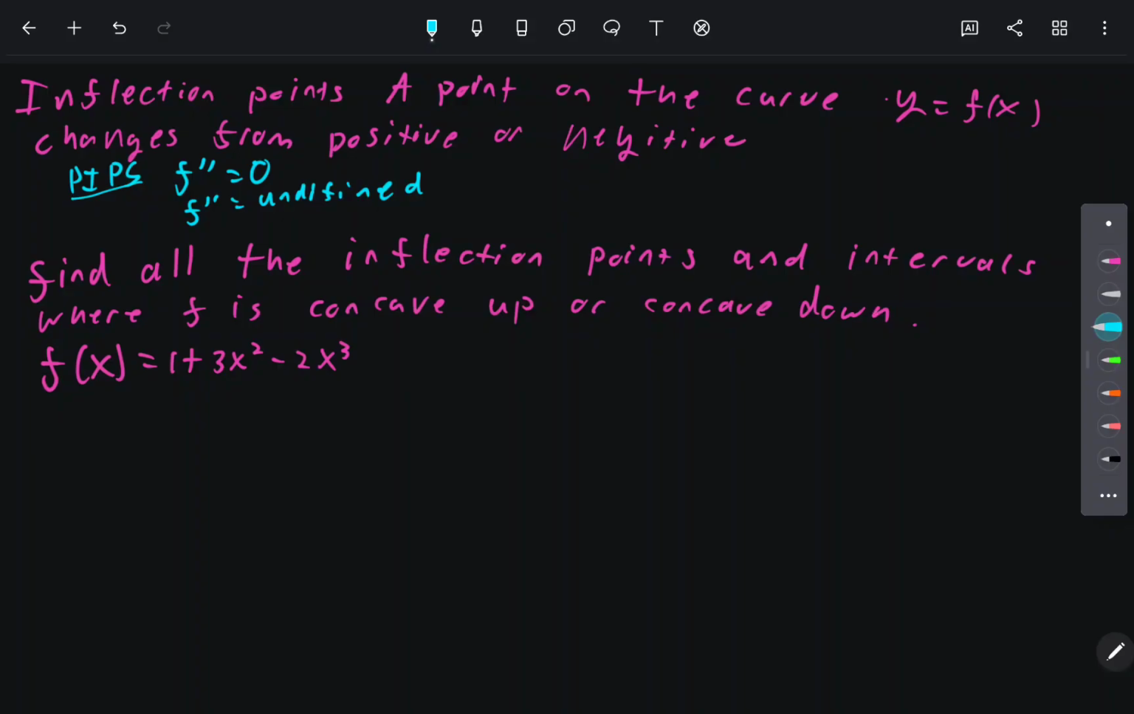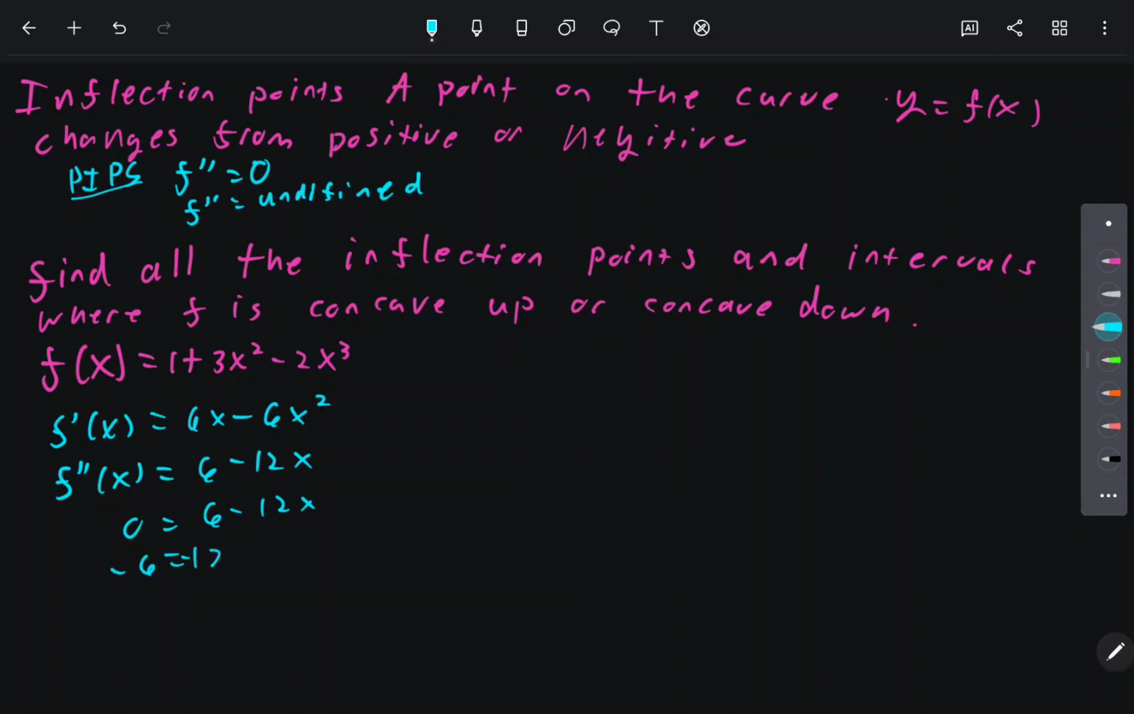Alright, so we want to find all the inflection points and intervals where f is concave up and concave down for the following. So f prime of x, we're going to start there, is equal to, well, the derivative of 1 is 0, plus 6x minus 6x squared. Then we go to f double prime of x, and we get 6 minus 12x. Now all we have to do is solve this for 0, so 0 equals 6 minus 12x. Then we get negative 6 equals negative 12x, or x equals 1/2.